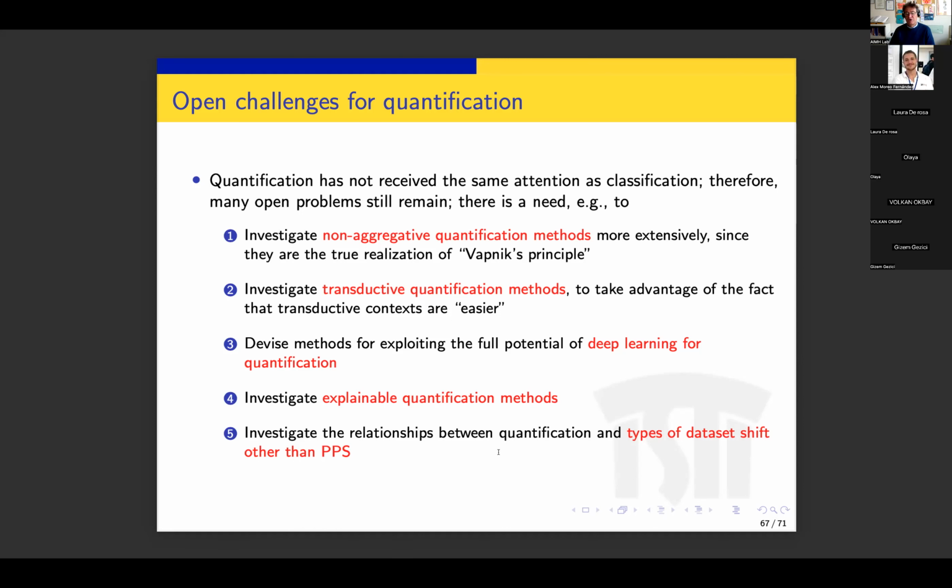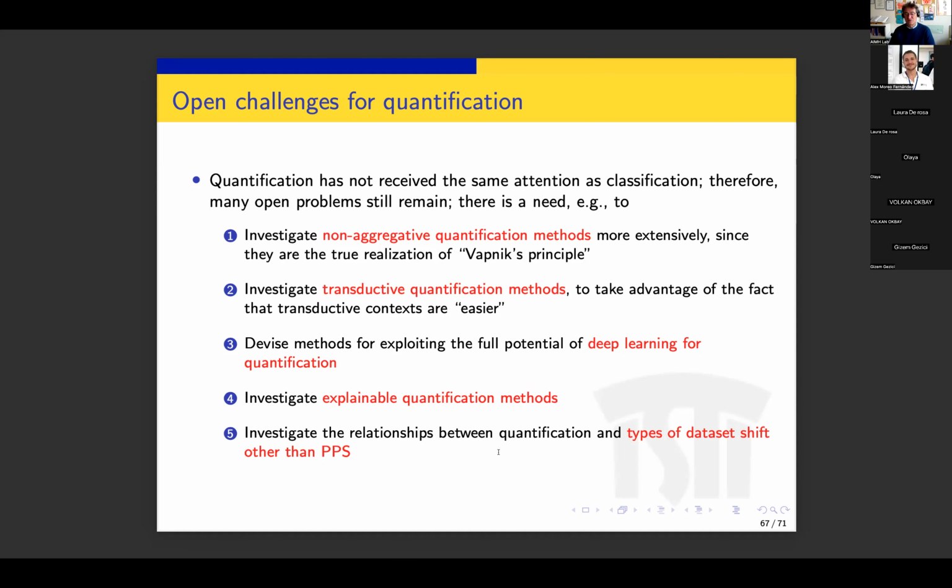So one problem is that, in a sense, there is a need to investigate more non-aggregative quantification methods. You might have noticed from Alejandro's class that most of the quantification methods that he has told you about are of the aggregative type, and this reflects the real distribution in the literature. So there is much more literature on aggregative methods than on non-aggregative methods.